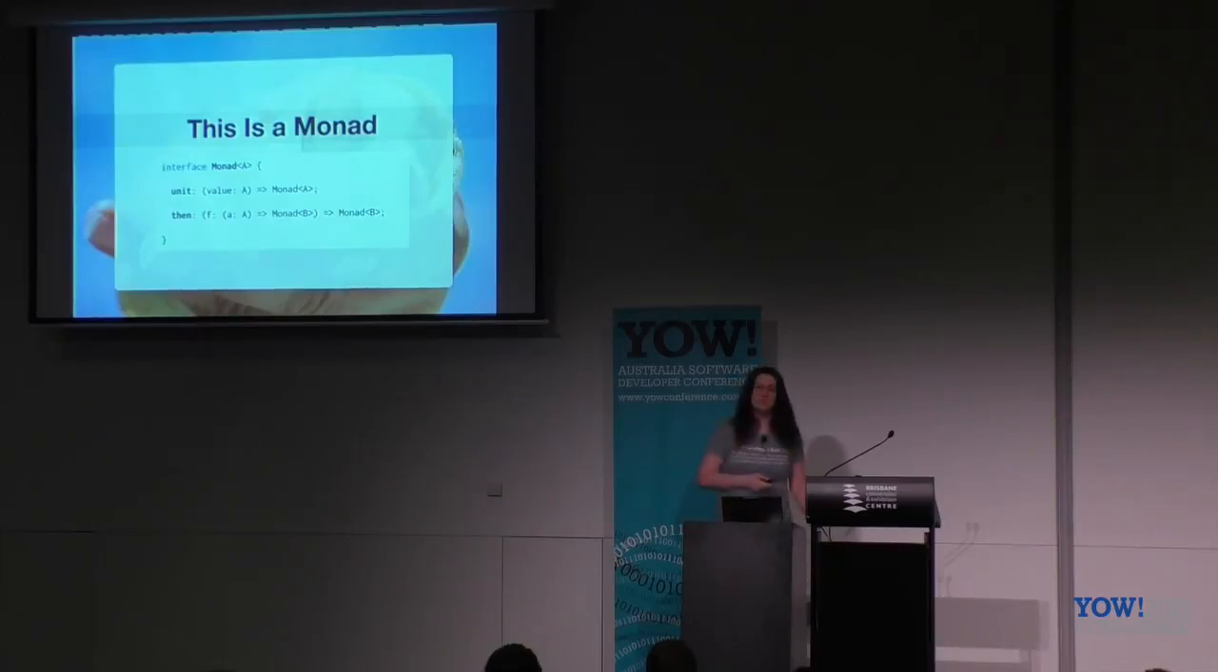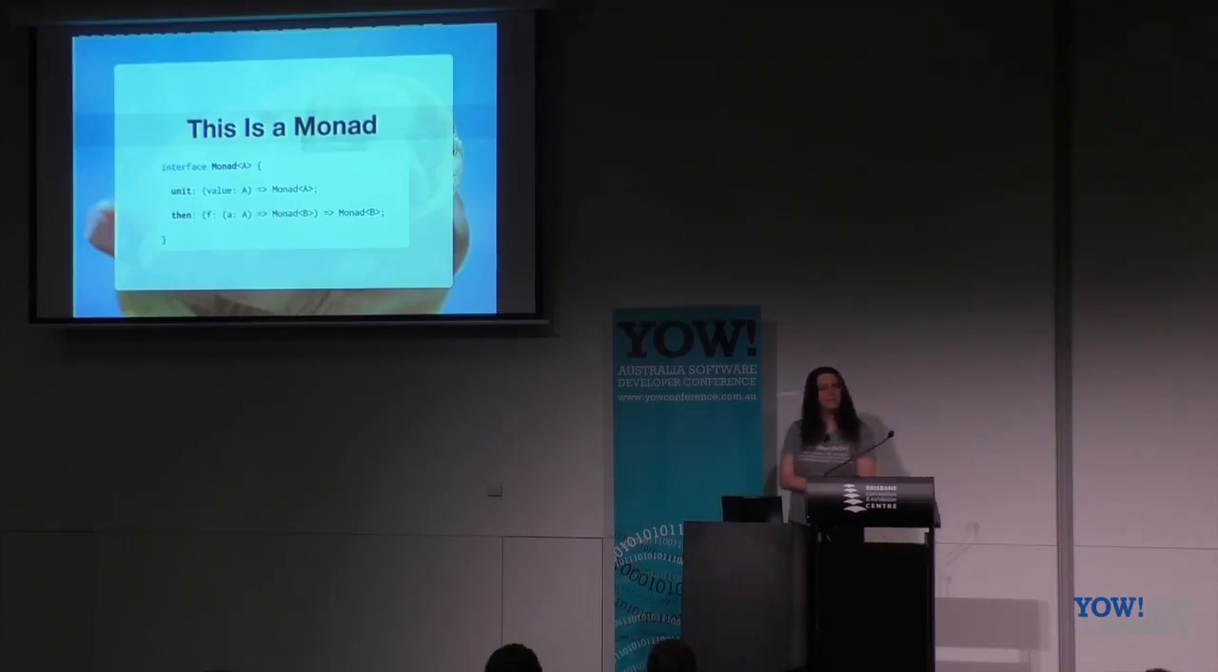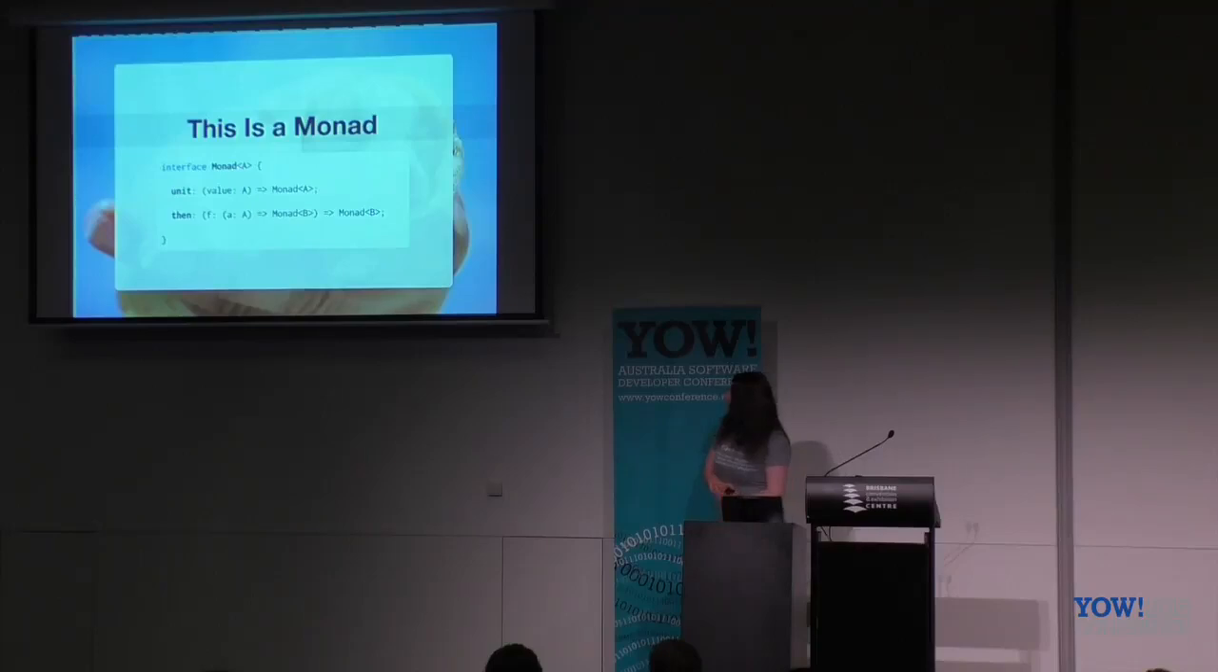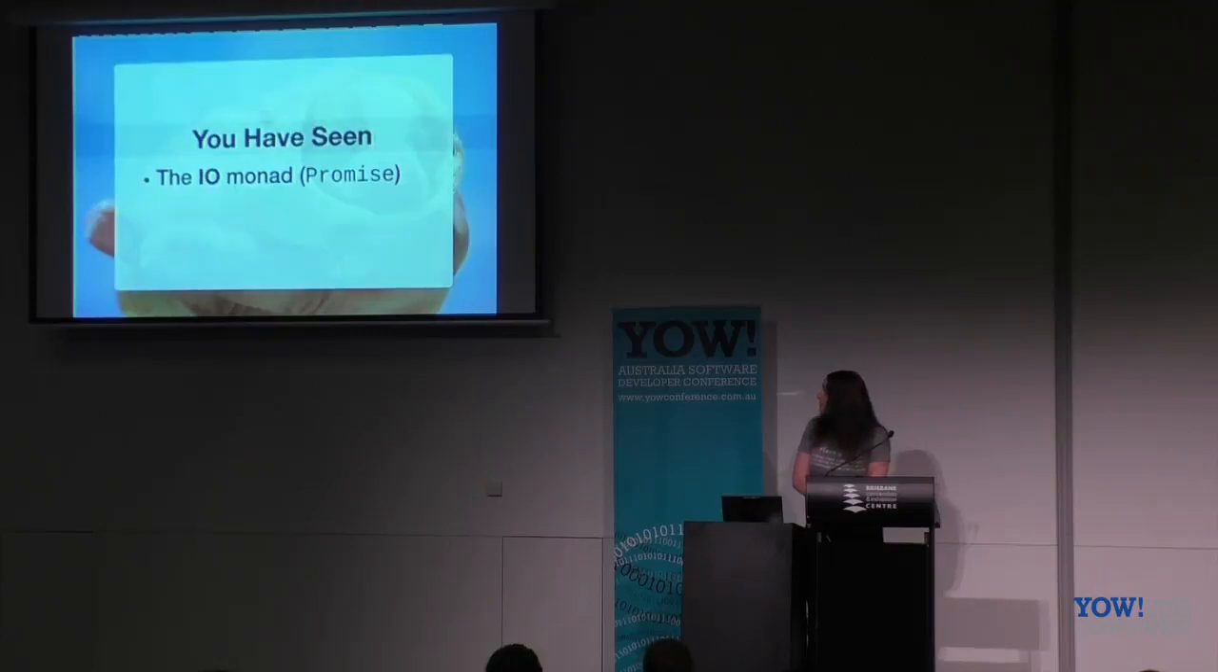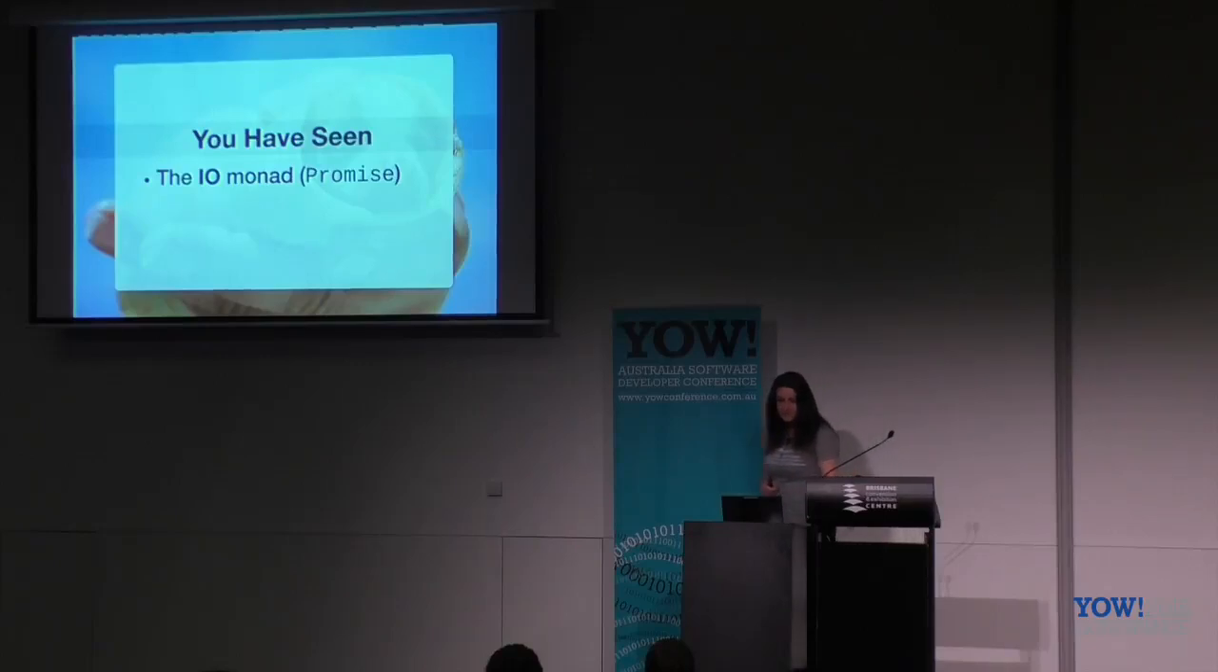I assume that you don't all read Haskell, so I've translated this into TypeScript for you. Does that look familiar? So I've changed the return, of course, because return is a reserved keyword in JavaScript. I've changed it to unit, and because you're not allowed to have funny characters in function names, I've had to change the bind to then, arbitrarily. Actually, this is exactly like our async interface, isn't it? Exactly like a promise. So you've actually seen the I/O monad. That's the promise. You've seen the maybe monad.